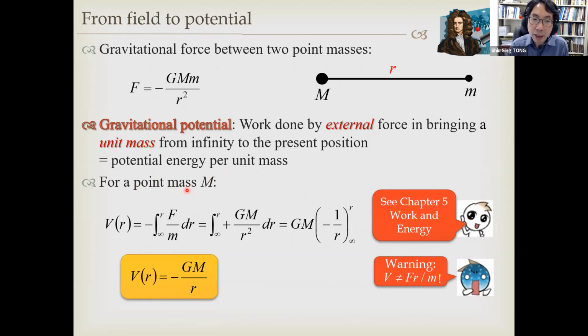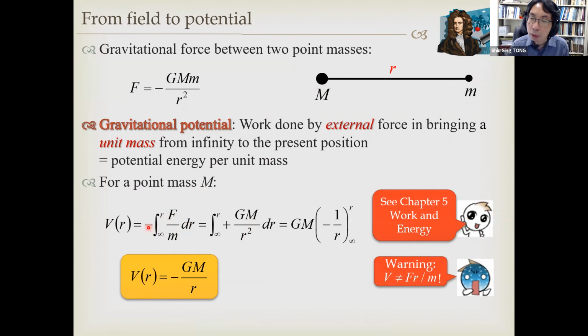Now for a point mass M, for point mass M, we integrate the force per unit mass from infinity to r. We divide the F by the small m, with this mass. So in the expression, we get rid of the small m.